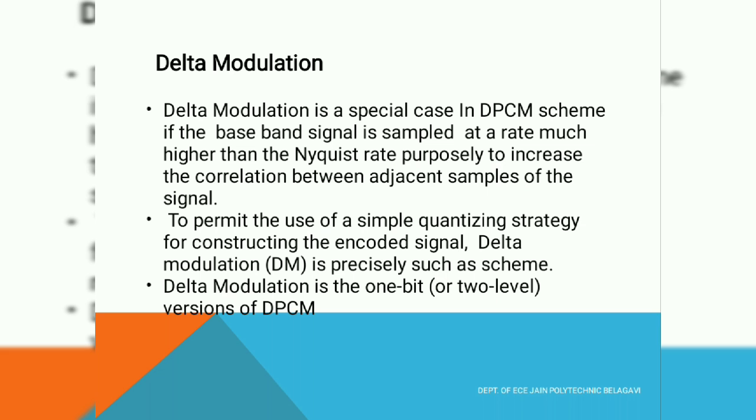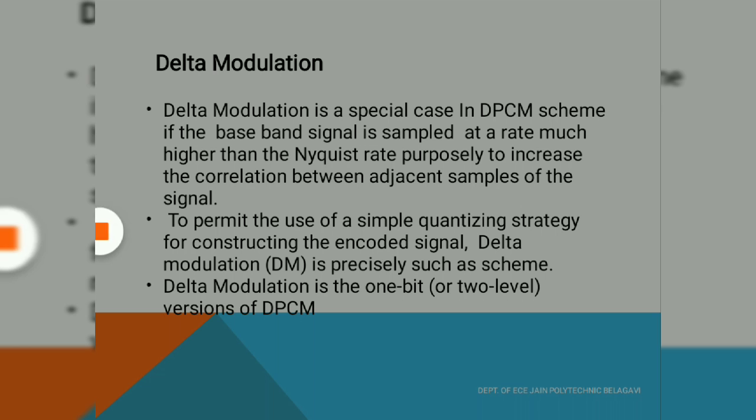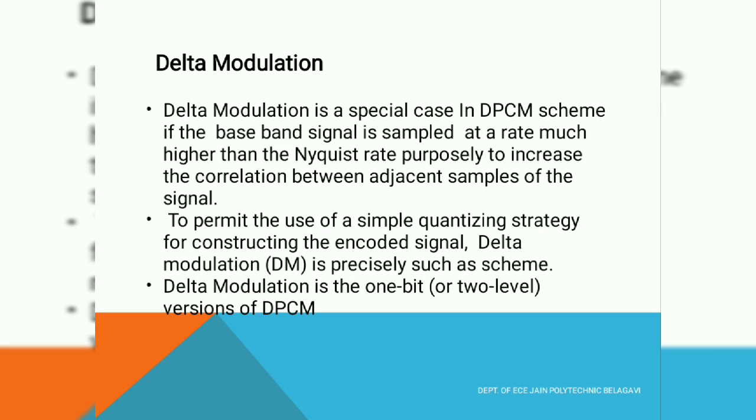Also, in delta modulation, only one bit is needed to encode the data. In DPCM, the error signal is quantized and coded based on the quantized output, and the length of the encoded bits for each symbol will differ. In order to reduce the transmitted bits, a one bit quantizer is used.